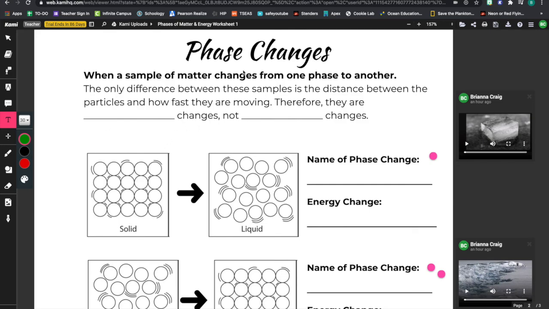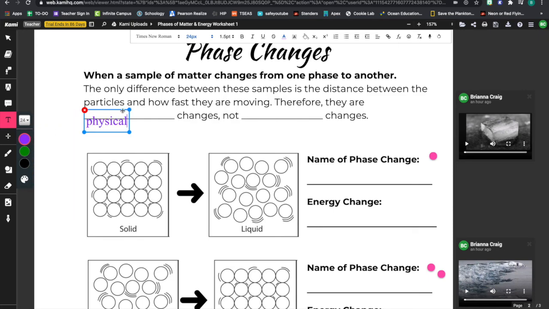But first, just to review, we are doing phase changes, and are phase changes physical or are they chemical changes? Are we changing the matter at all? No, we're not. We're just changing the state of it, okay? We're melting ice into liquid water, or we're boiling liquid water into steam. It's still water, it's still H2O at the fundamental level, so these are physical changes. So here I am going to put physical.